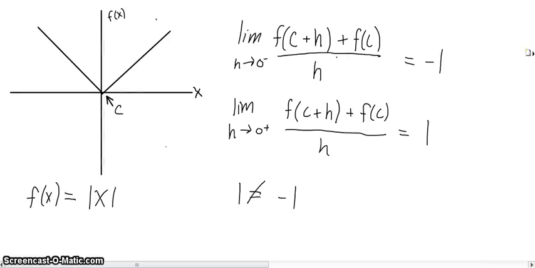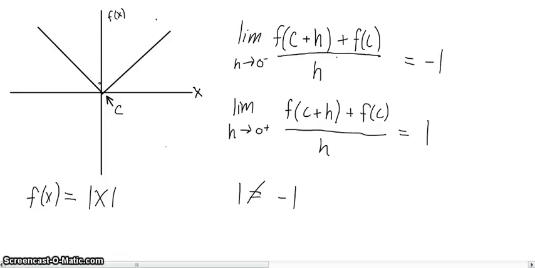An example of this is the absolute value function. So for the absolute value function, the limit of f of c plus h minus f of c over h as h approaches 0 from the left is -1, and that's over here on the side of the graph. The limit as h approaches 0 from the right is 1, and that's over here on this side of the graph.